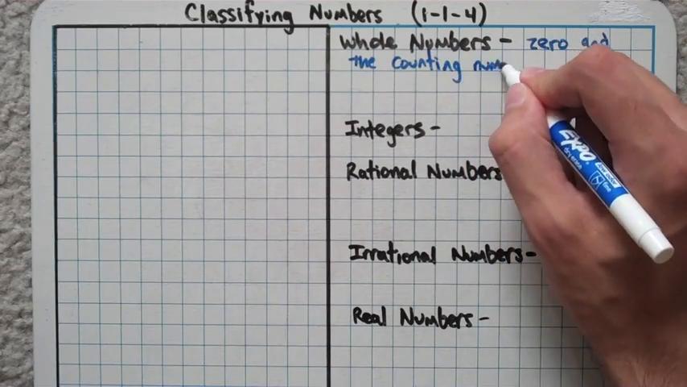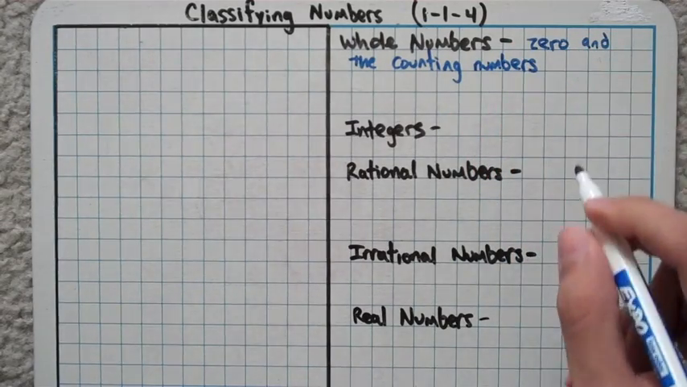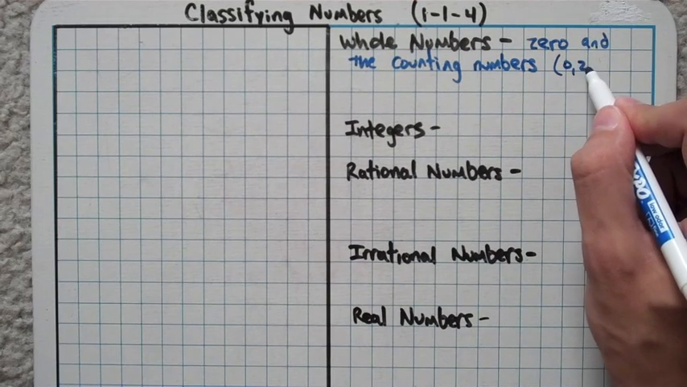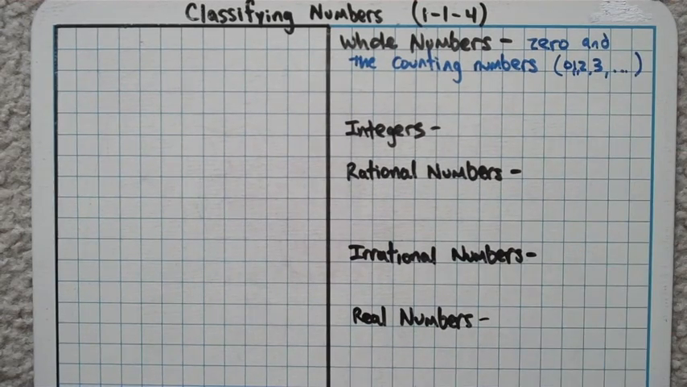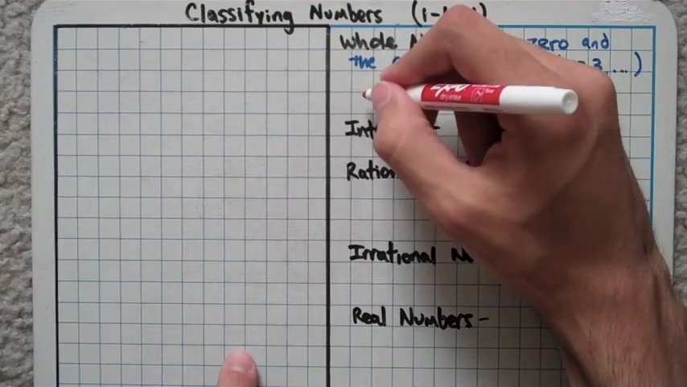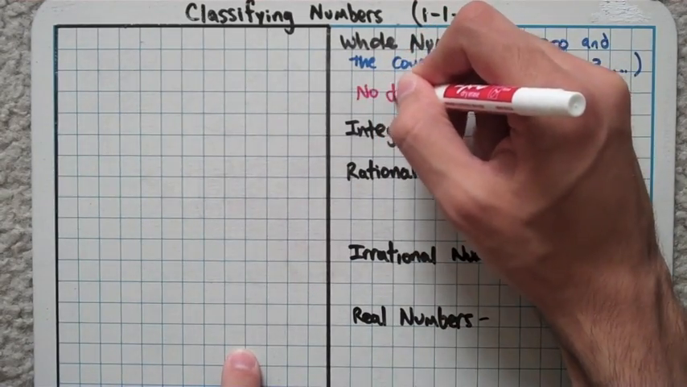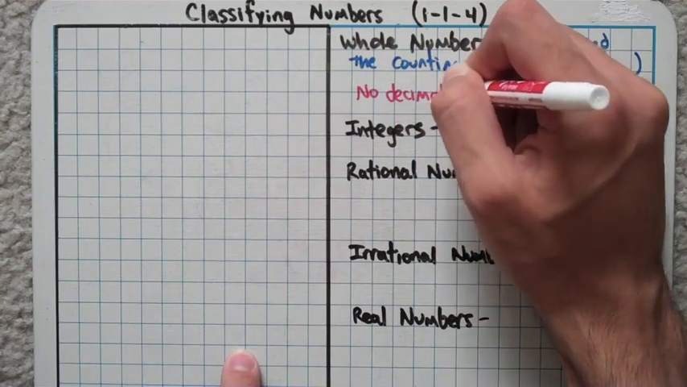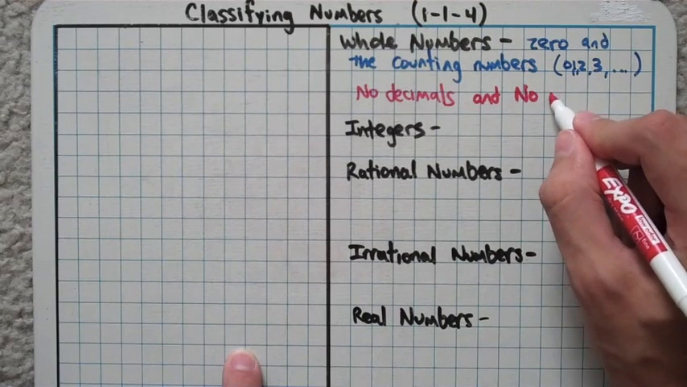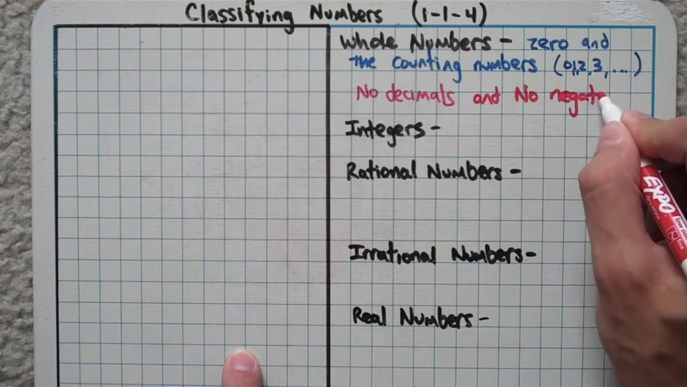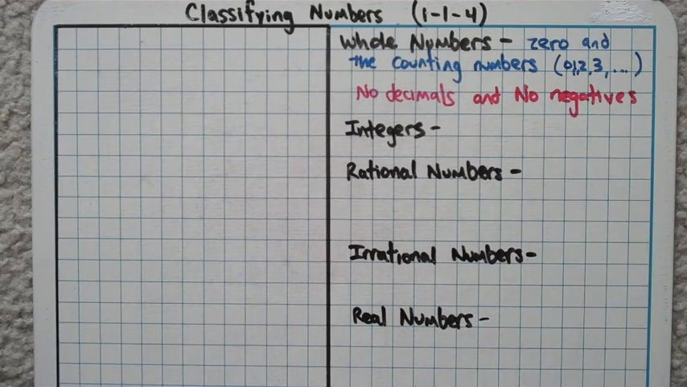So counting numbers being 1, 2, 3, 4, and so on. So we've got 0, 1, 2, 3, and so on. When you're talking about a whole number, there are no decimals allowed, other than 0.0, and no negatives. So those are two things to keep in mind when you're talking about a whole number.